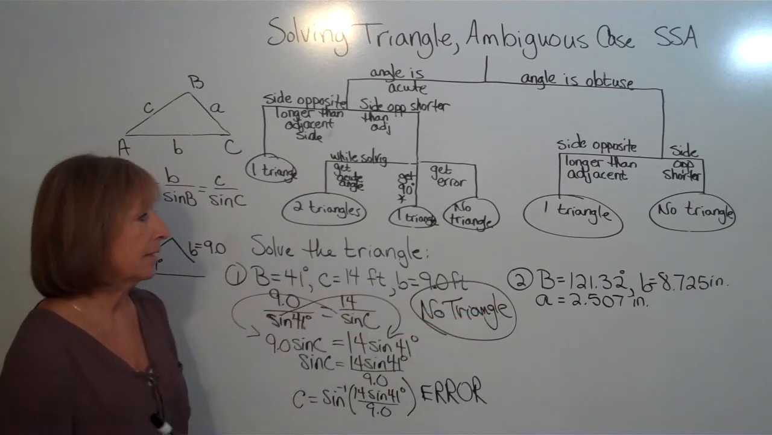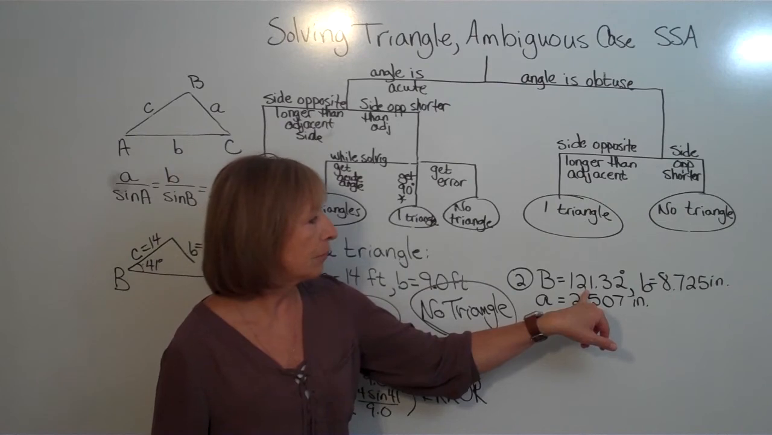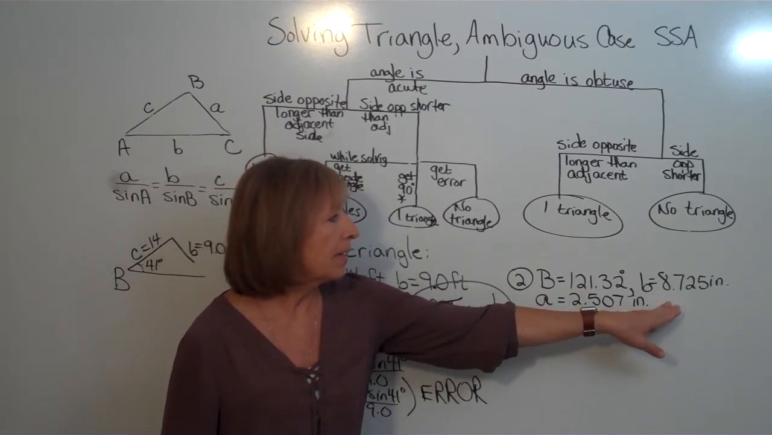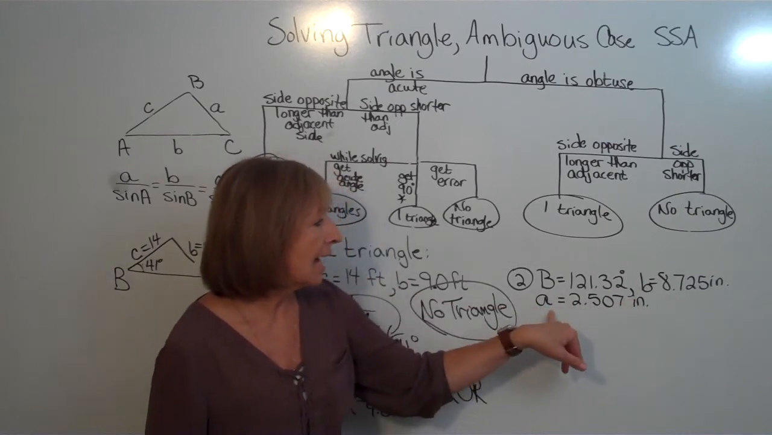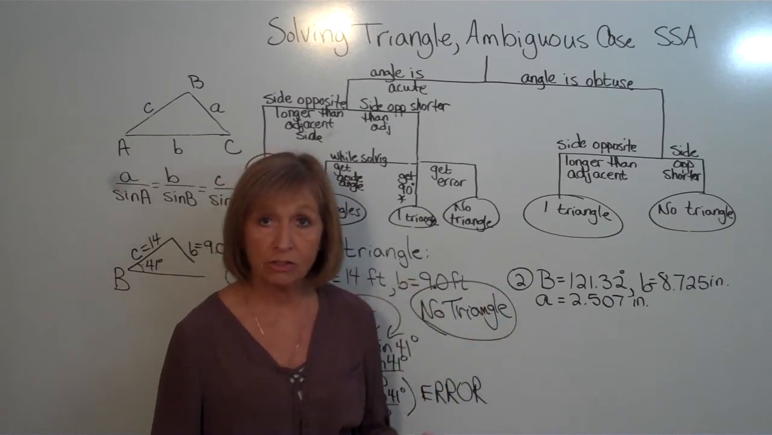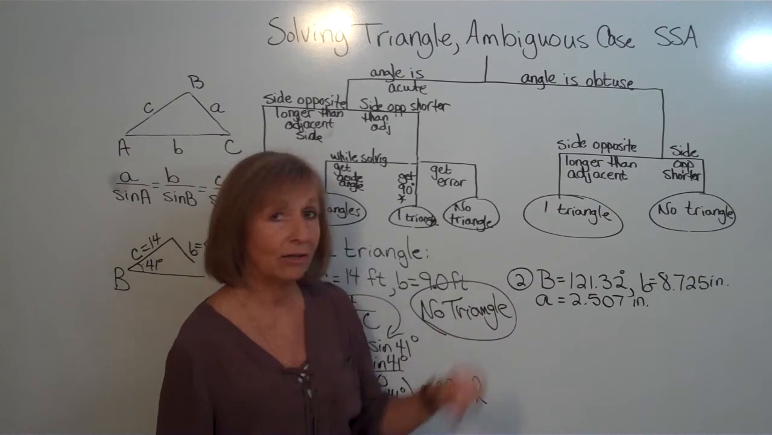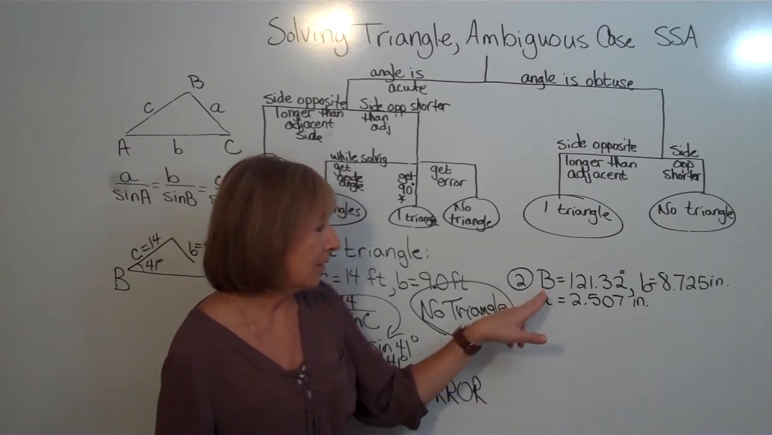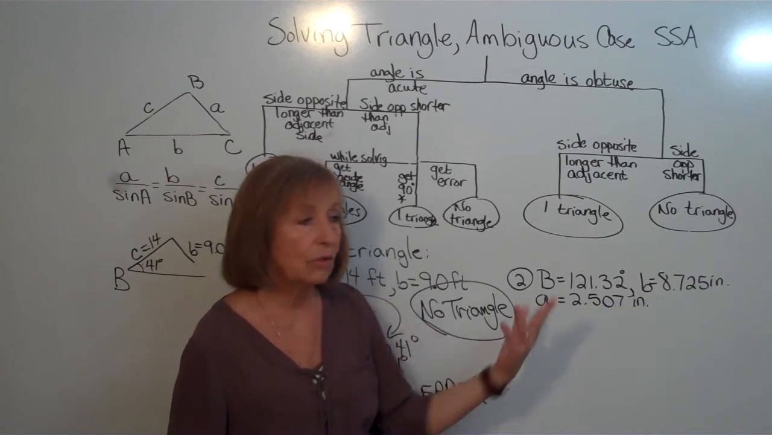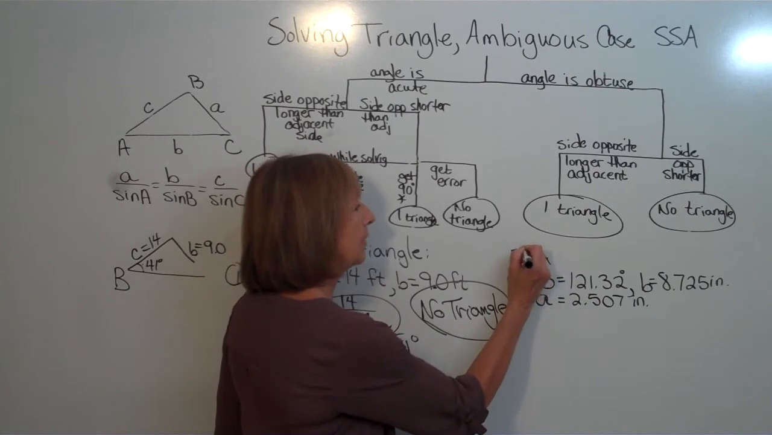Okay, let's do the next one. The next one I have angle B is 121.32 degrees. Side B is 8.725 inches. Side A is 2.507 inches. It wants me to solve the triangle. I have two sides and an angle, and the angle name matches the name of one of the sides. So I have my side angle ambiguous case.